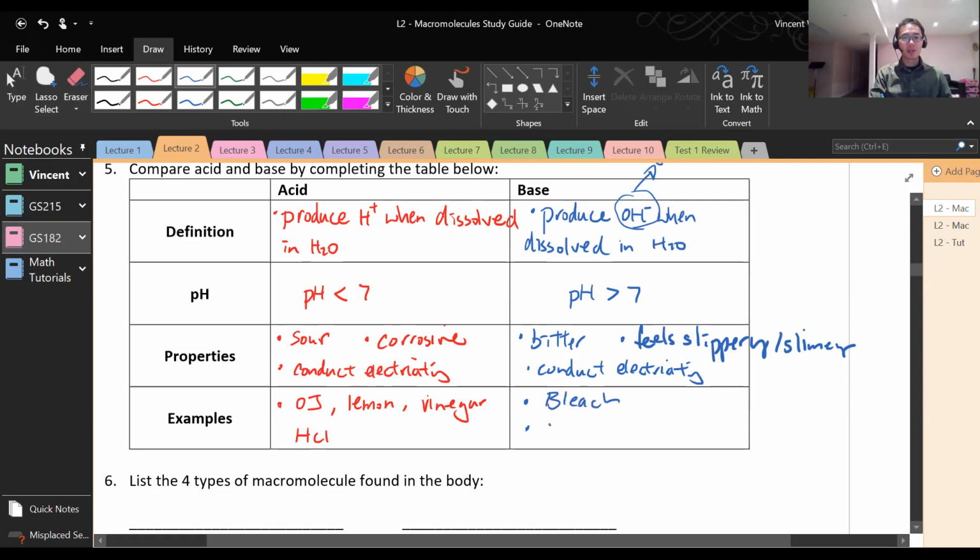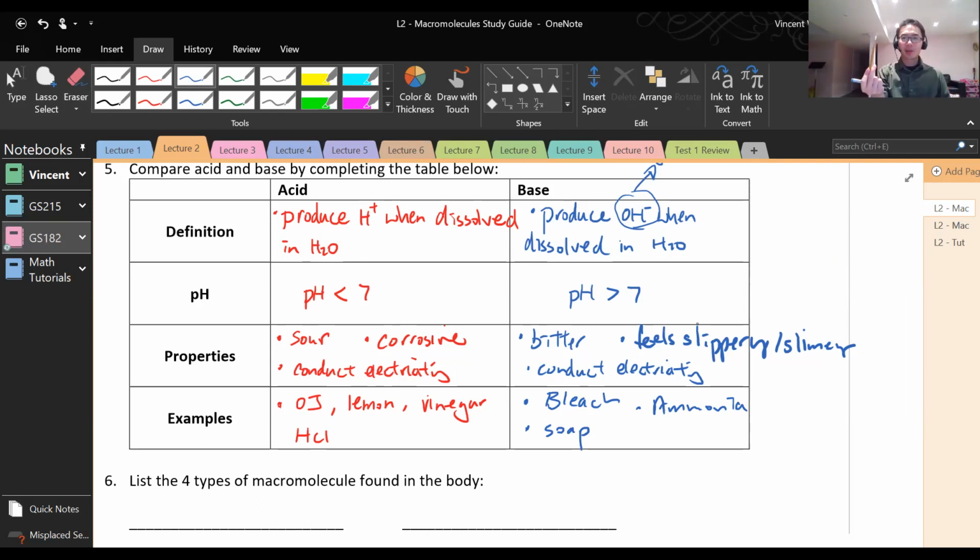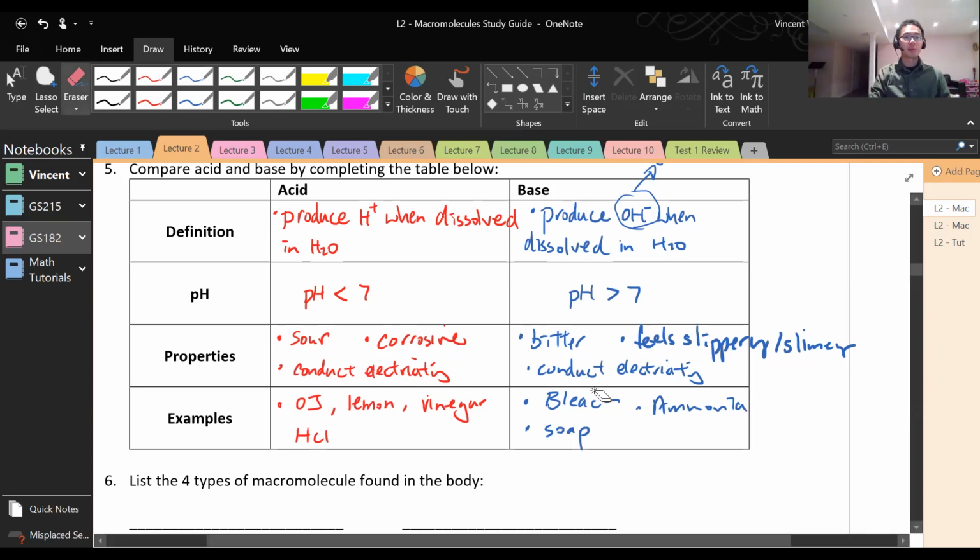Bleach, yes, bleach is one. Soap, right? Ammonia, sorry, is found in cleaning products, stuff like that. Okay, sugar, it's neither acid nor base. Again, not everything has to be acid or base. There are a lot of things that are neither. Is a pencil acid or base? Neither. It's not a valid question. So not everything has to be one or the other.